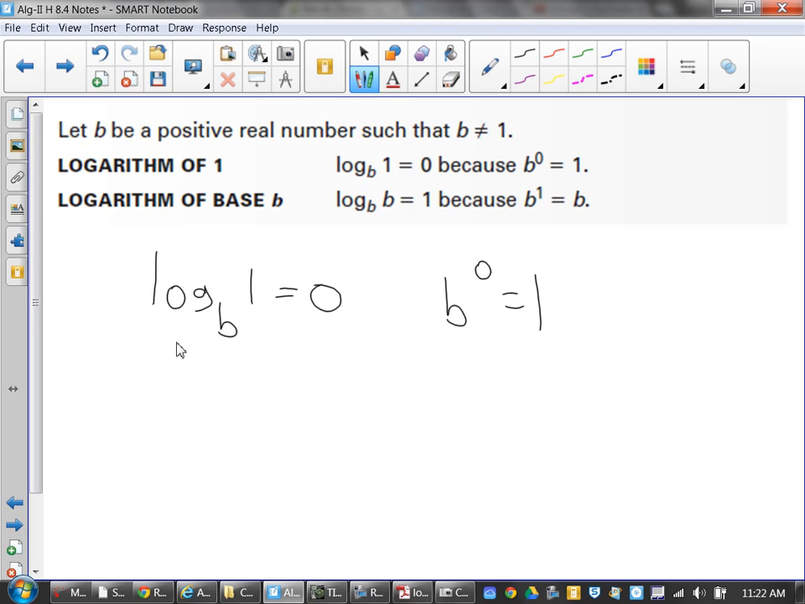So you might see a problem like this: log base 8 of 1. What does that have to equal? 0. Because it's asking you, 8 to what power is 1? That makes sense. b to what power is 1? 0. That's what they're using. You're going between exponential and logarithmic.